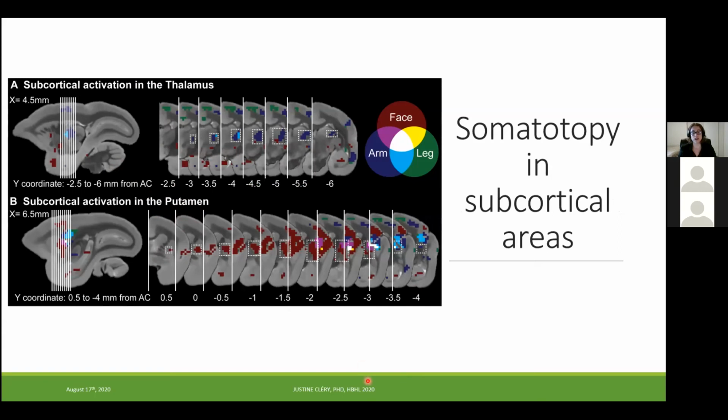These results are consistent with previous tracing study performed in the thalamus of marmoset. However, this is the first study showing a somatotopic organization within the putamen in marmoset. A similar body representation has been shown in old world macaque monkeys and humans. So this result suggests that this is a conserved feature across primates.